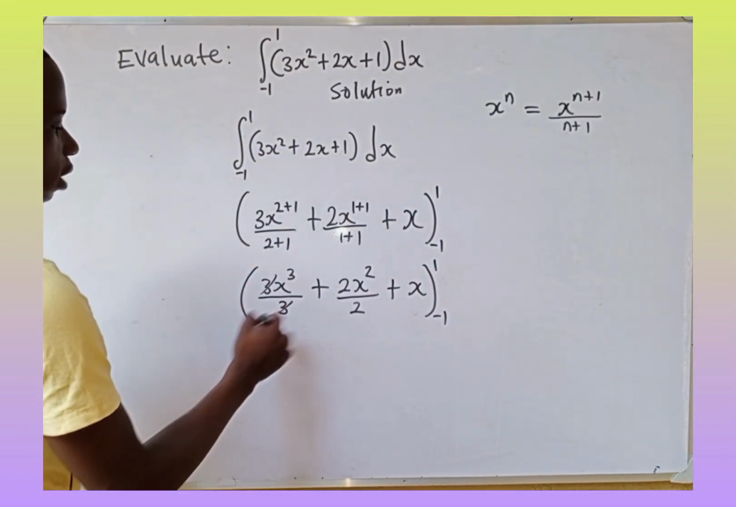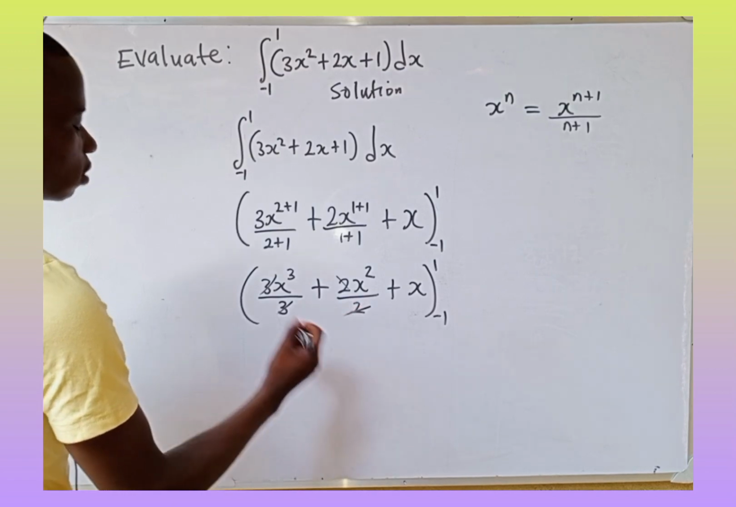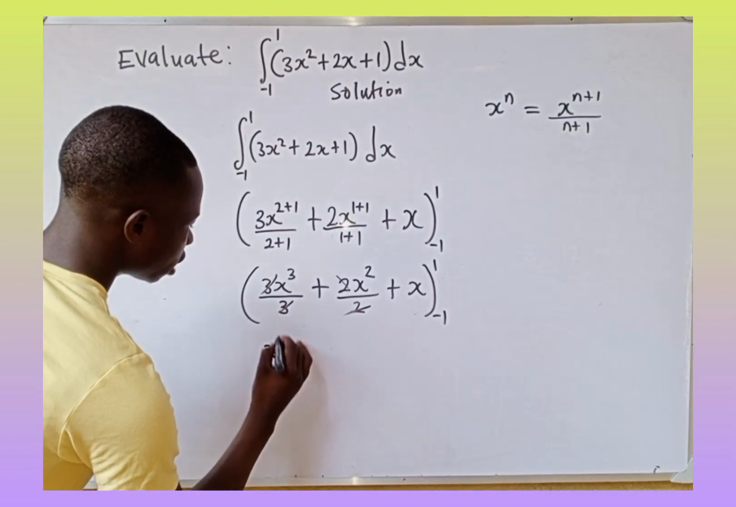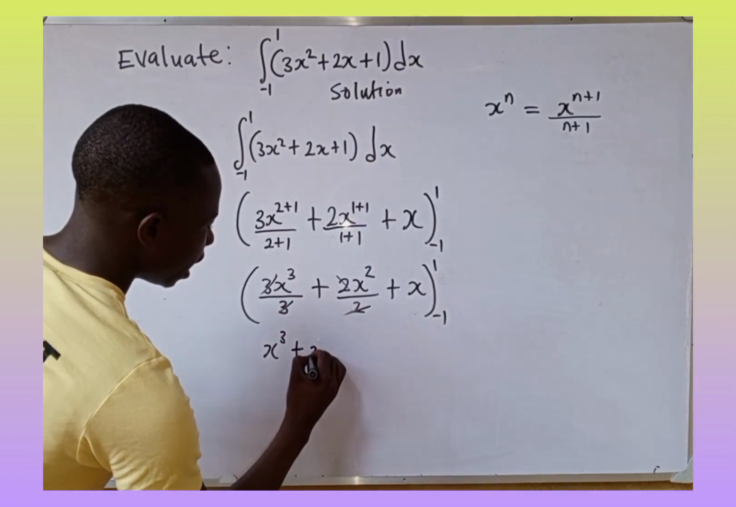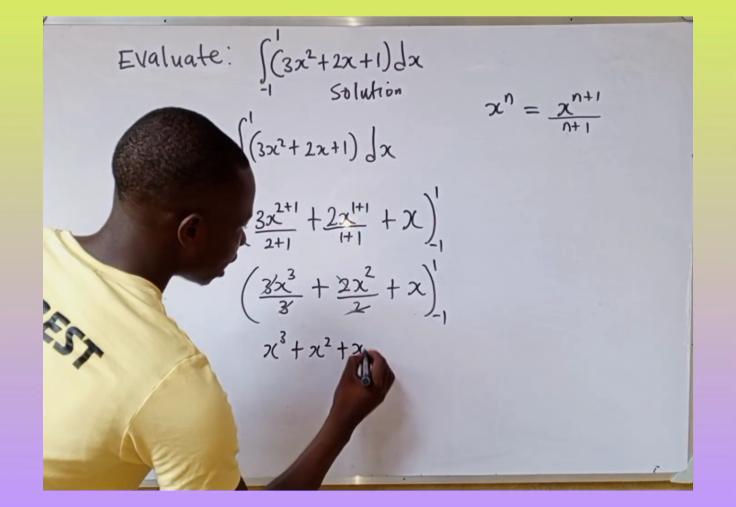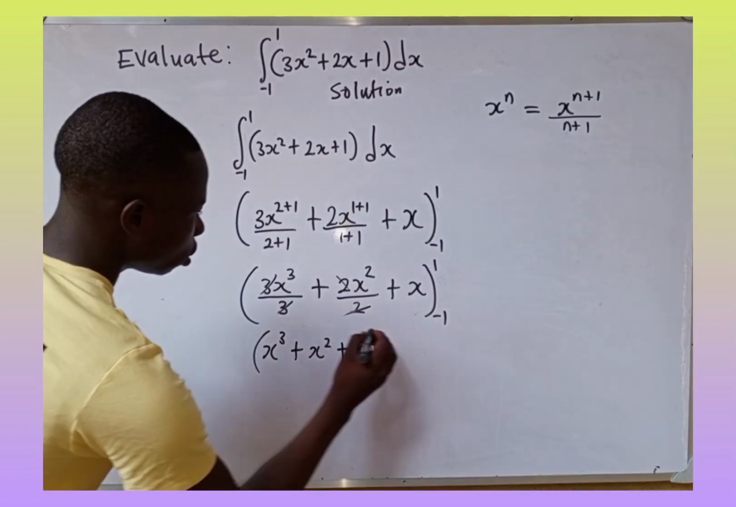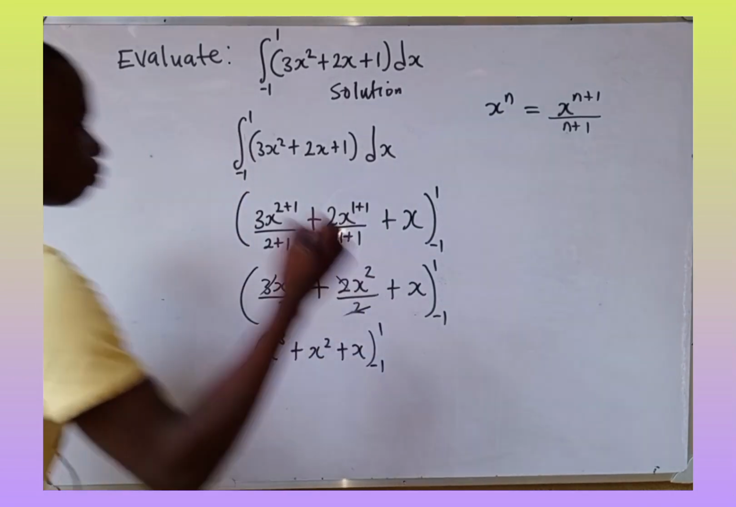Now this 3 is going to cancel this 3. This 2 is going to cancel out this 2. We're left with x to the power 3 plus x to the power 2, then plus x in the bracket. Then the limit is from -1 to +1.